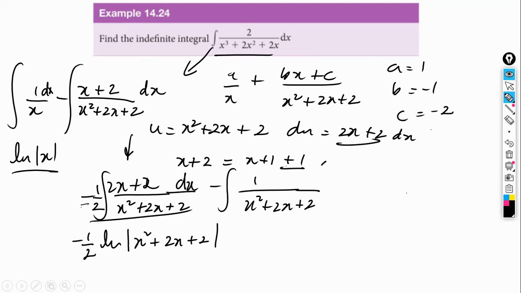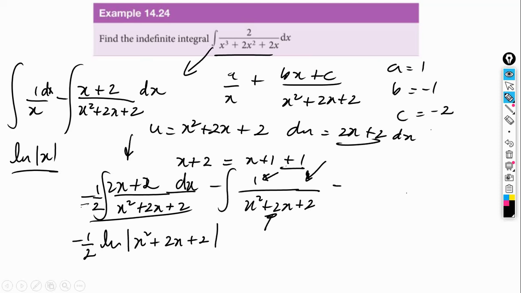But we're still left with this problem here, because this over here is obviously not the derivative of this, so we cannot do u substitution. So in this case, it's useful to manipulate this expression and try to get something that we can solve with inverse trigonometric functions.